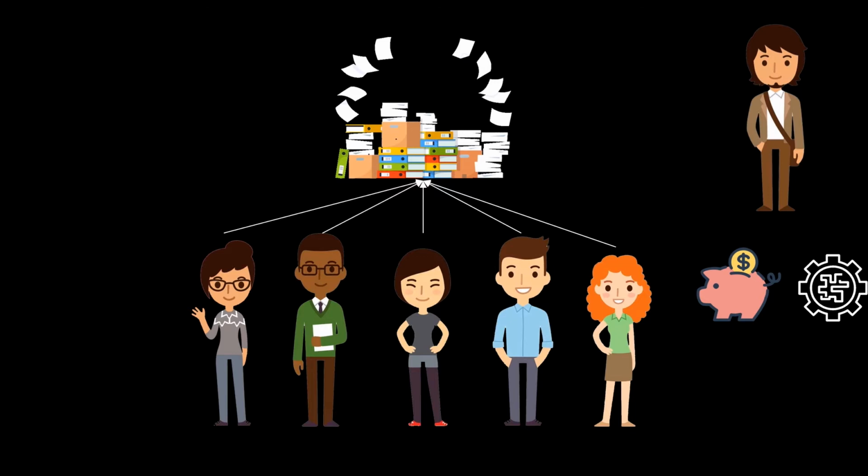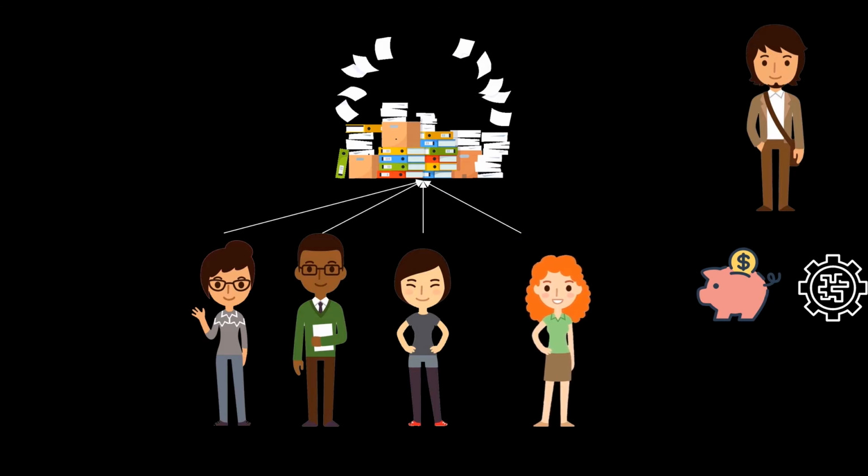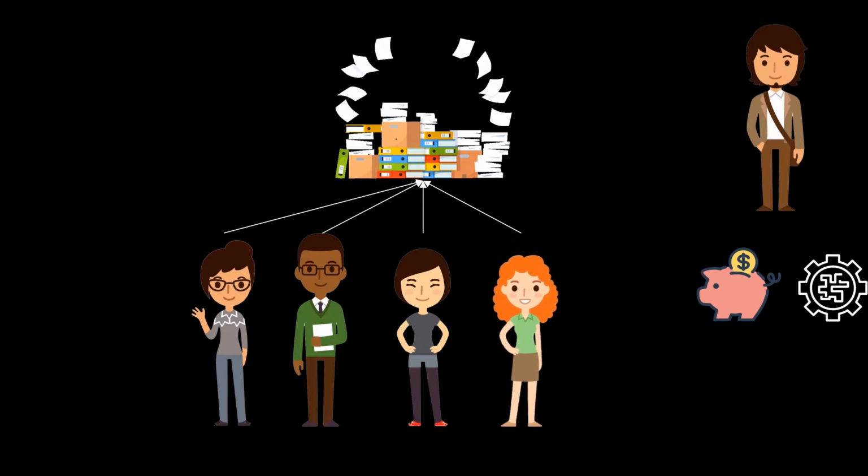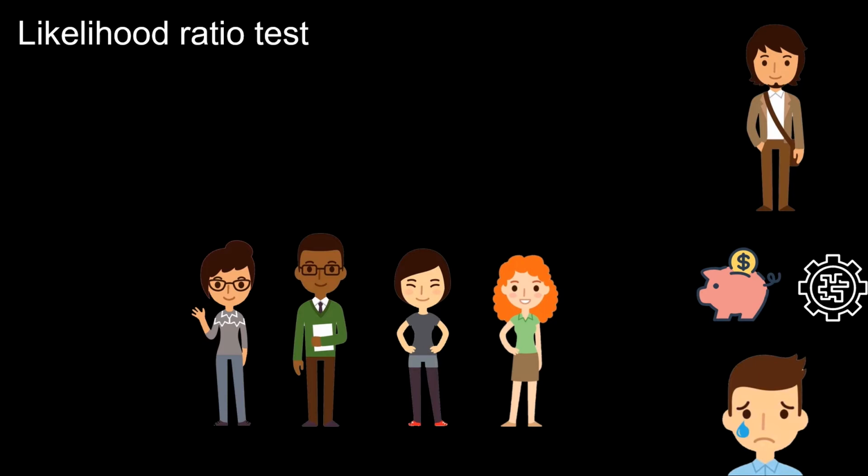Therefore, he fires John, who he believes is his most useless TA. But did this pay off? Well, the topic of today's video might help: the likelihood ratio test.